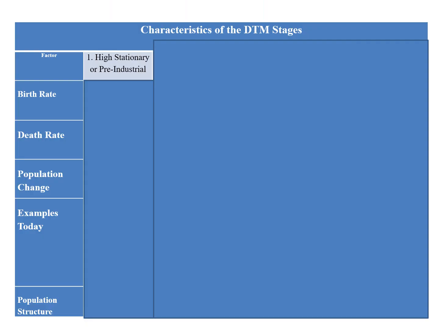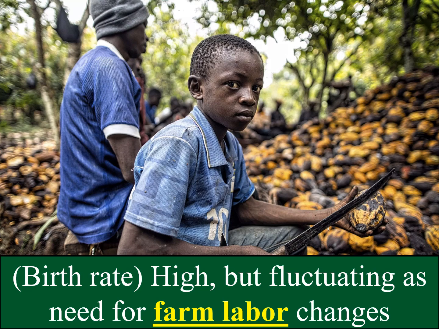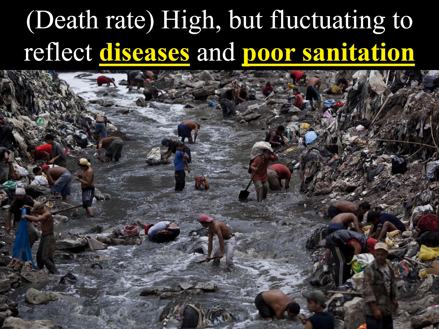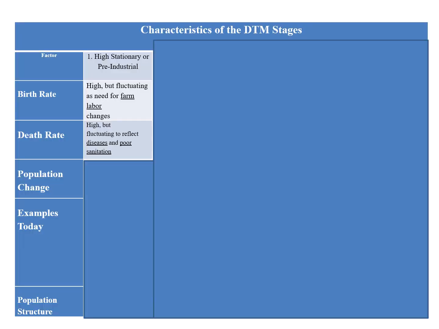So the first stage of the DTM is characterized by a very high birth rate, but fluctuating as need for farm labor changes. We also see a high death rate, but fluctuating to reflect diseases and poor sanitation. So in stage 1, we see high birth rates and high death rates.